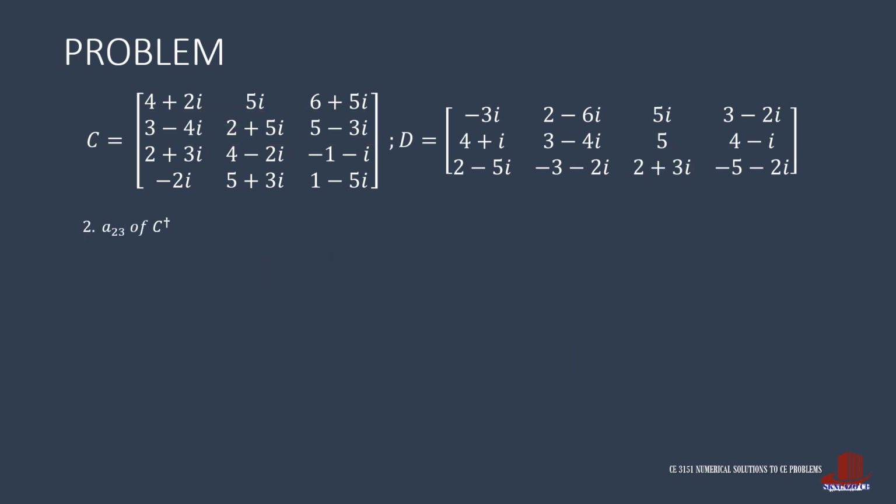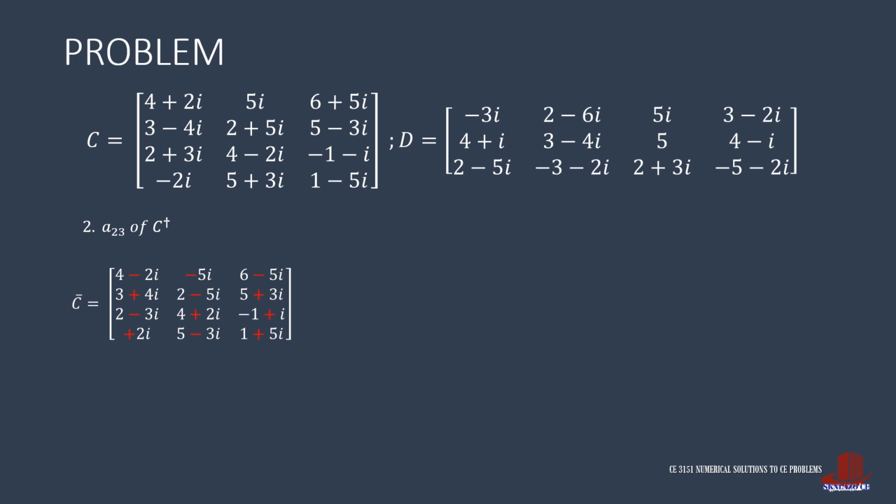The second requirement is to take element 2, 3 of the conjugate of matrix C. By conjugate, we need to take the matrix's conjugate first, and that is by simply reversing the signs of all imaginary numbers in the elements. Again, the sign reversal is only for the imaginary numbers, and the real numbers should remain as they are.